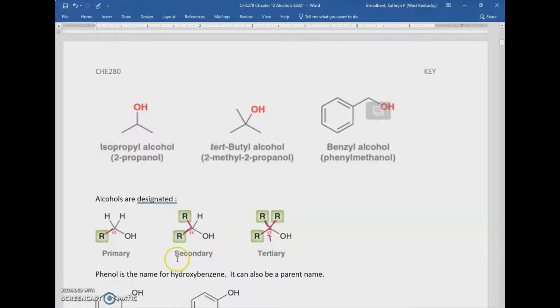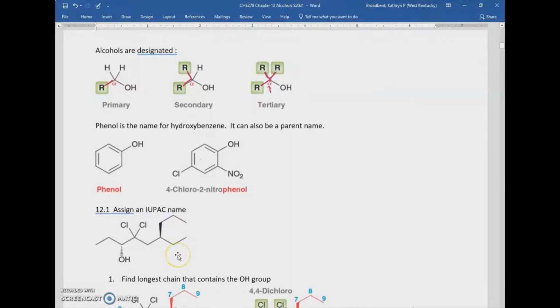Phenol is the name for hydroxybenzene, and it can also be used as a parent name. So we have here 4-chloro-2-nitrophenol. So here is our 1 carbon. Here's 2, 3, and 4. Let's assign an IUPAC name to this compound.